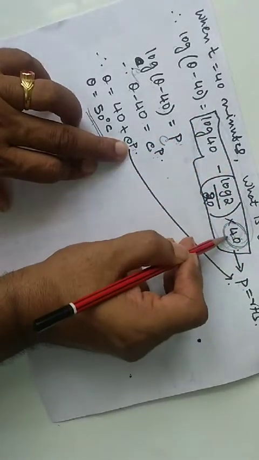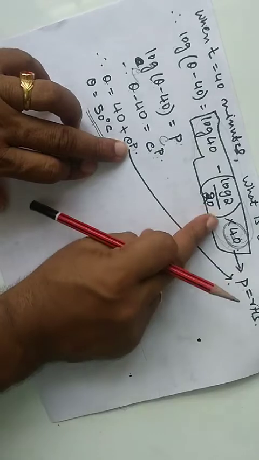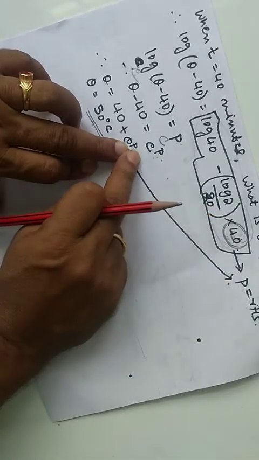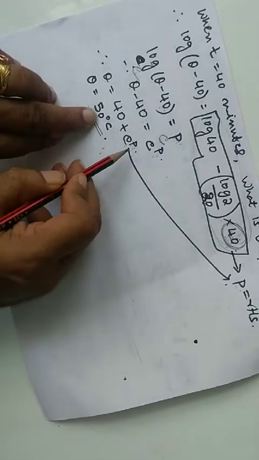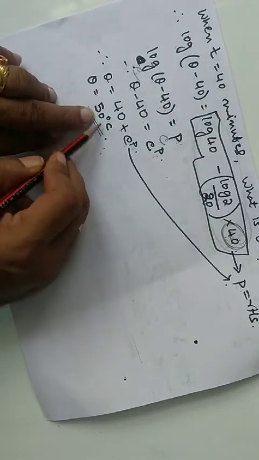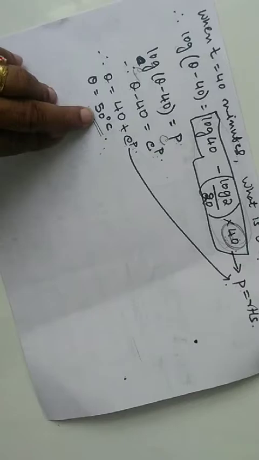Suppose you are getting P is equal to 100 when you simplify the RHS, put P is equal to 100. If you are getting, say, 80, put P is equal to 80. So when you simplify that, you are getting the value theta is equal to 50 degrees centigrade.